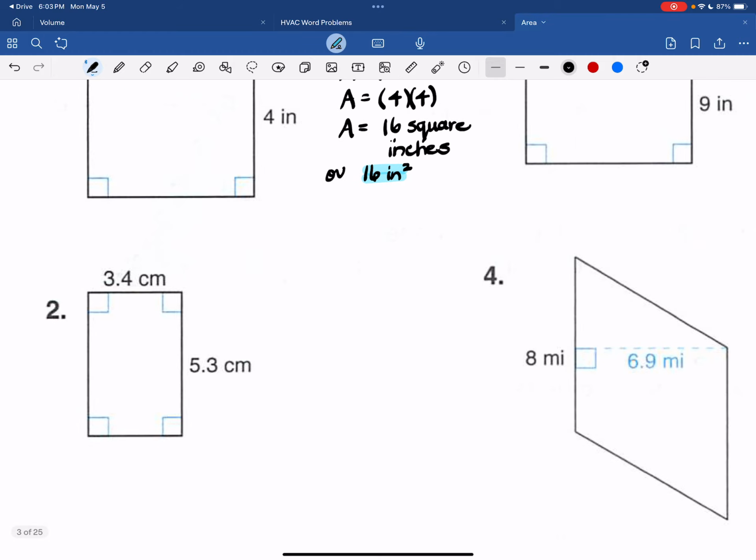Number 2 is a rectangle. So the formula that I want is length times width. In my mind, length is always the longer of the two sides, but it really doesn't matter because you're multiplying. So area is 5.3 times 3.4, and they did not tell us to round, so I won't. This one is in square centimeters, or you can write out square centimeters.